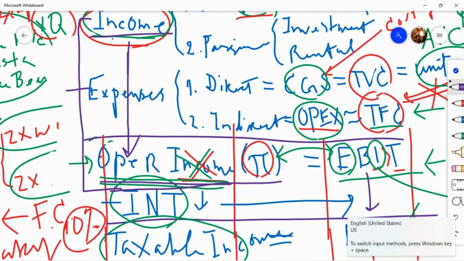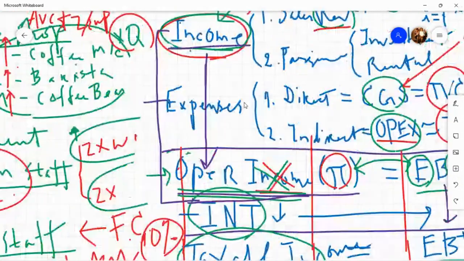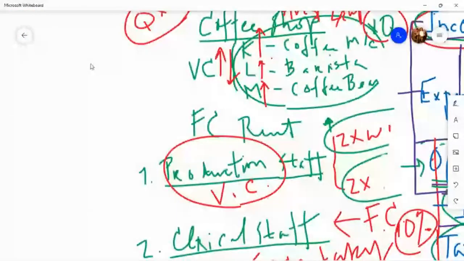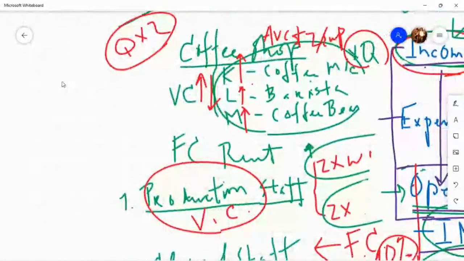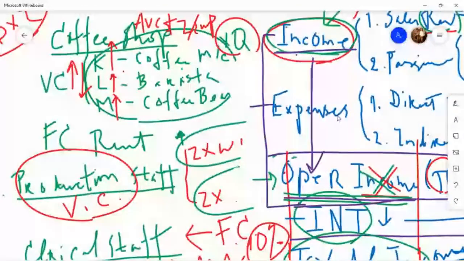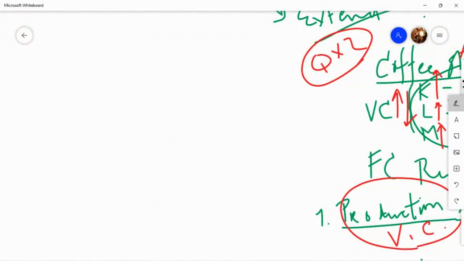From here to here, right? From operating, from income to operating profit, okay? And all the businesses, I believe I talked about this, all the businesses engage in three types of activities: operating activity, investing activity, and financing activity. All the businesses engage in three types of activities.